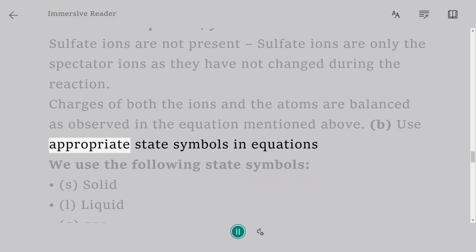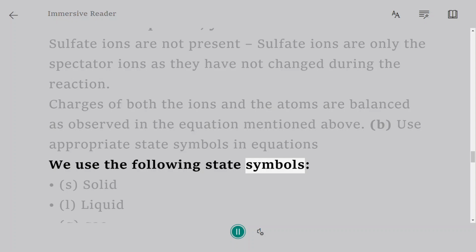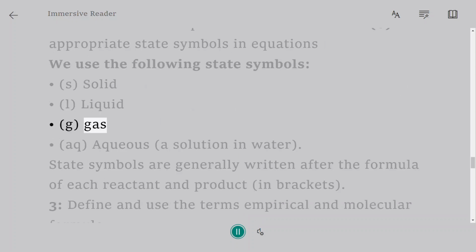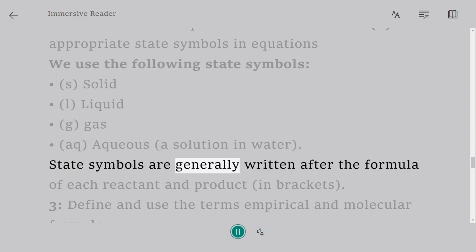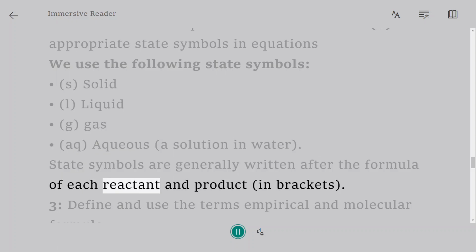B. Use appropriate state symbols in equations. We use the following state symbols. s, solid. l, liquid. g, gas. aq, aqueous, a solution in water. State symbols are generally written after the formula of each reactant and product, in brackets.